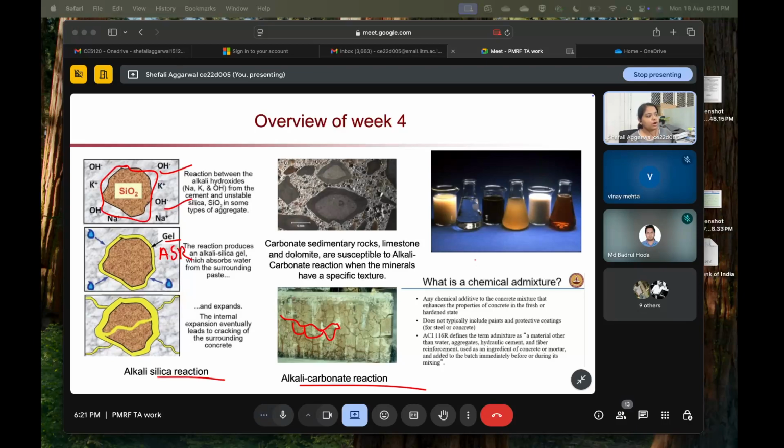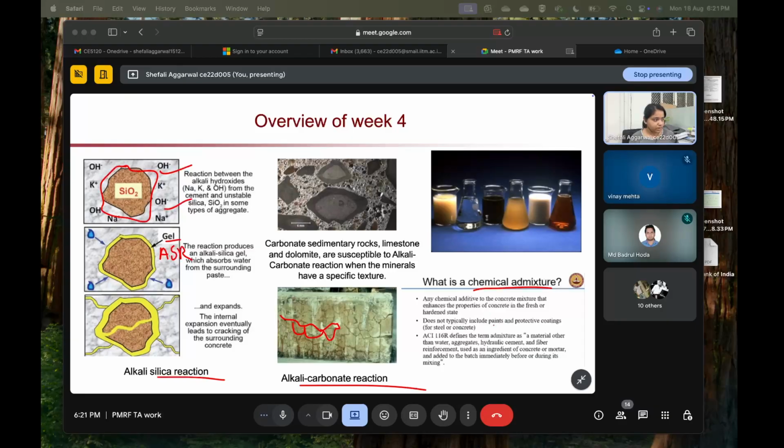Second topic is on chemical admixture. So what exactly is a chemical admixture? These are the liquid chemicals which we are adding to the concrete to enhance its properties. It can reduce the water content required in the concrete, accelerate or retard the hydration, make it set fast or set later. Whatever changes we require in the properties of fresh and hardened concrete, those chemicals which we are adding are called chemical admixtures.